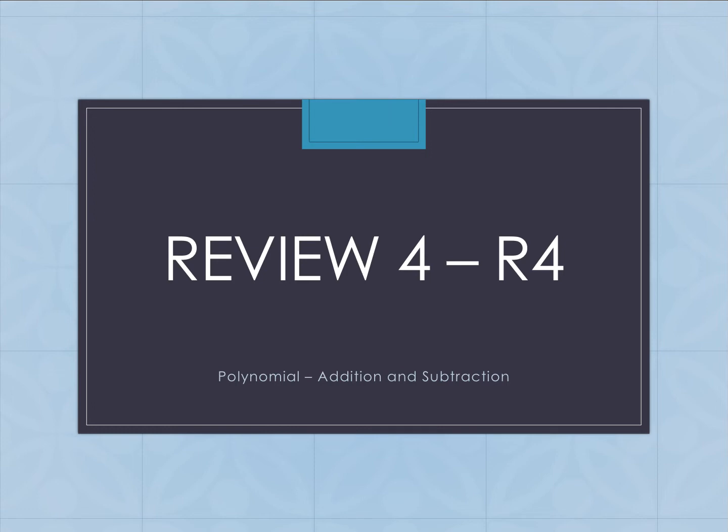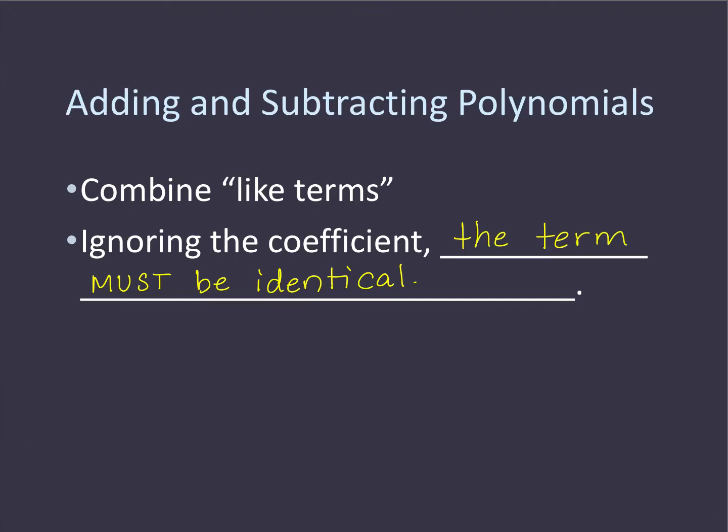In our R4 notes, we are going to be adding and subtracting polynomials. So adding and subtracting polynomials, we are combining like terms. We talked about like terms before when we had radicals. Again, in order to add or subtract polynomials, they have to be like terms. So ignoring the coefficient, the term must be identical. So the variable part has to be the same.